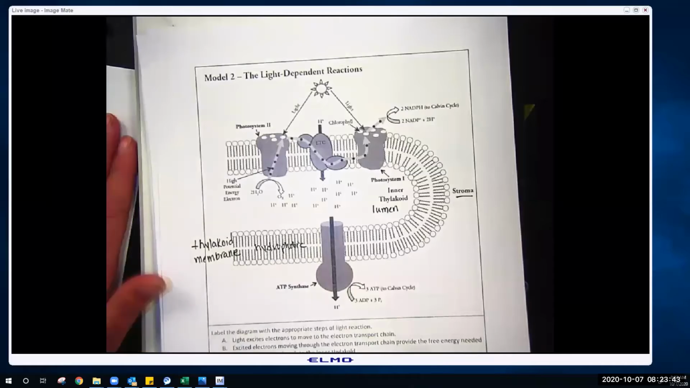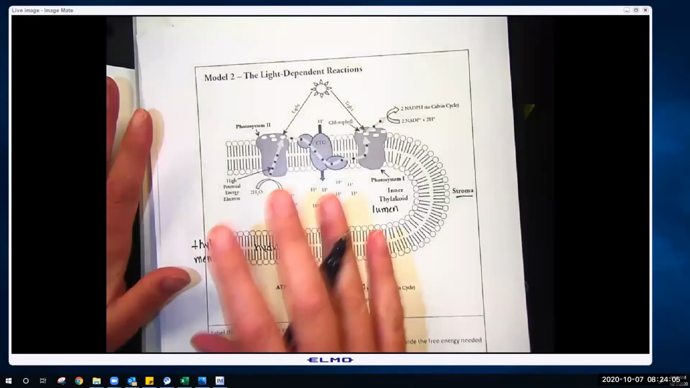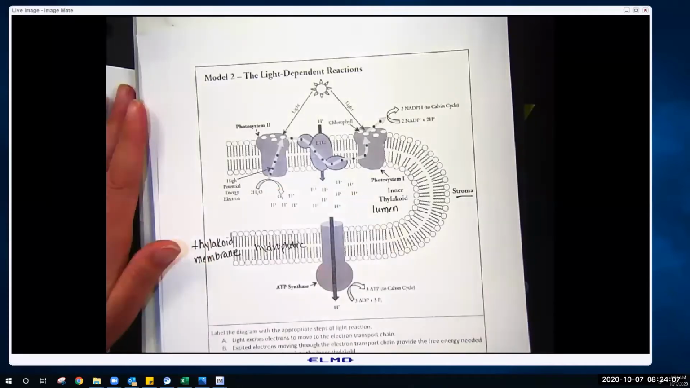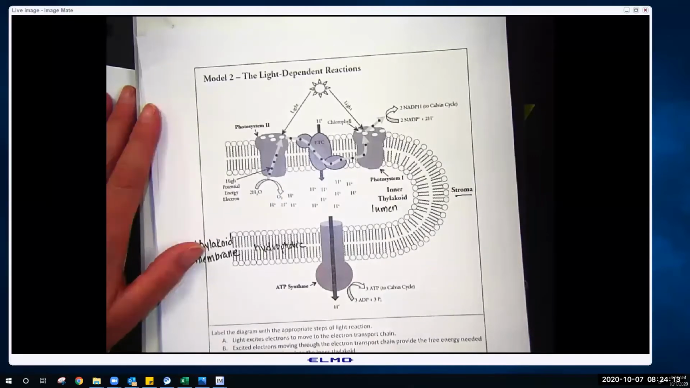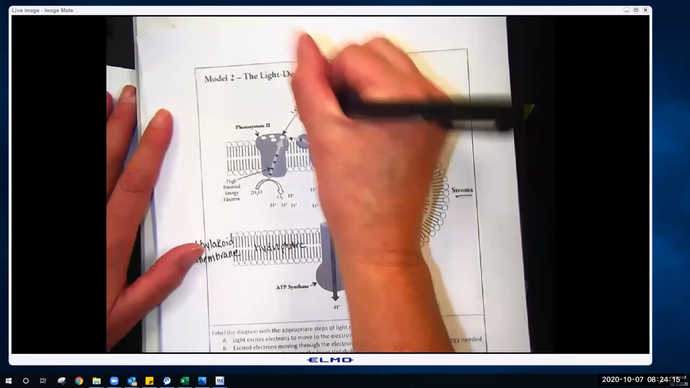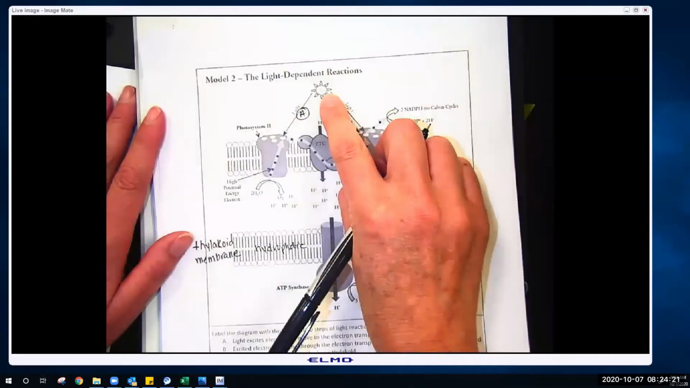So we're just talking about the light dependent reaction. Photosynthesis is broken up into two major reactions, the one that requires light and the one that does not, or the light independent reaction. This one, light is actually necessary. So if we look here at A, it says light excites electrons to move to the electron transport chain. That's happening right here. Here's light coming from the sun.